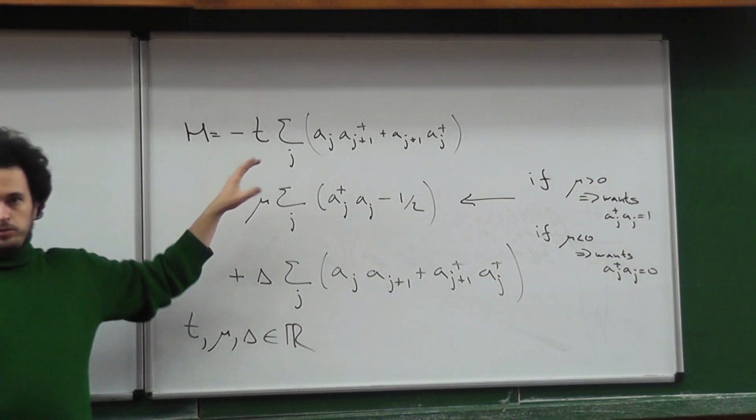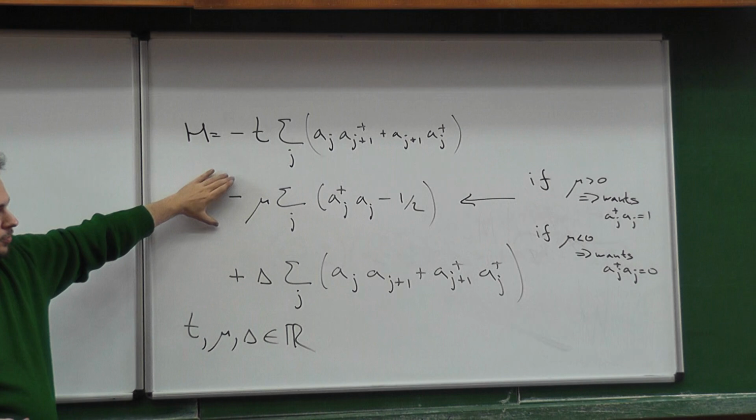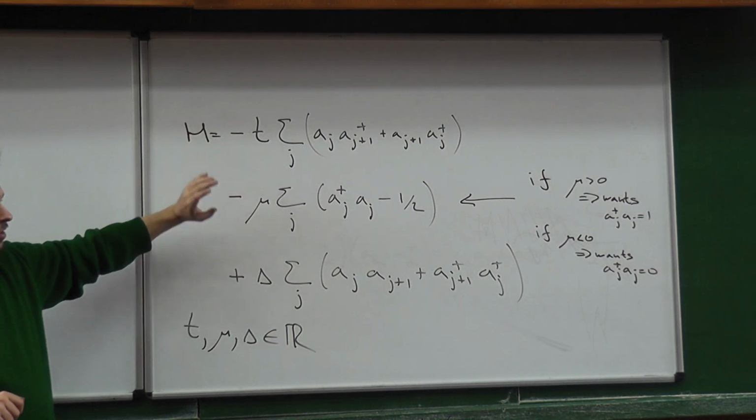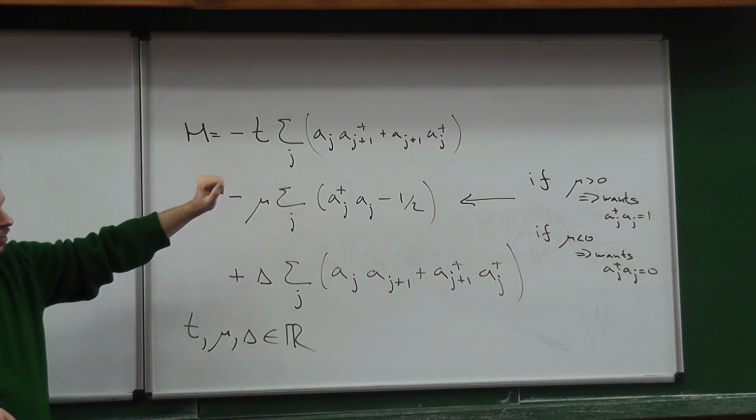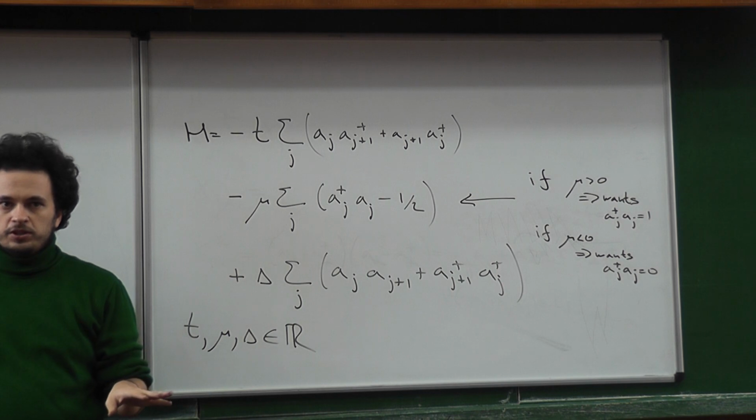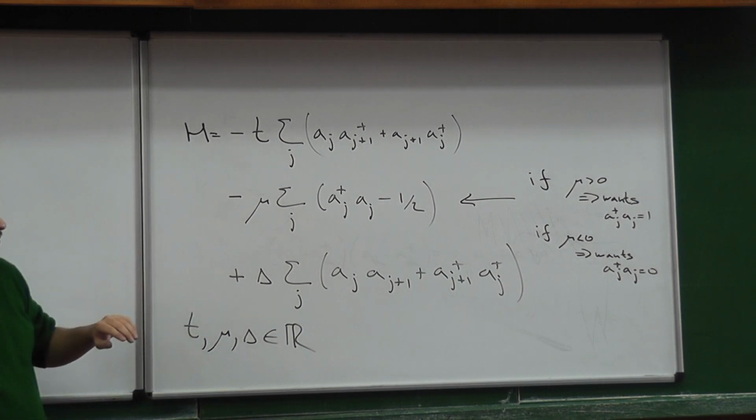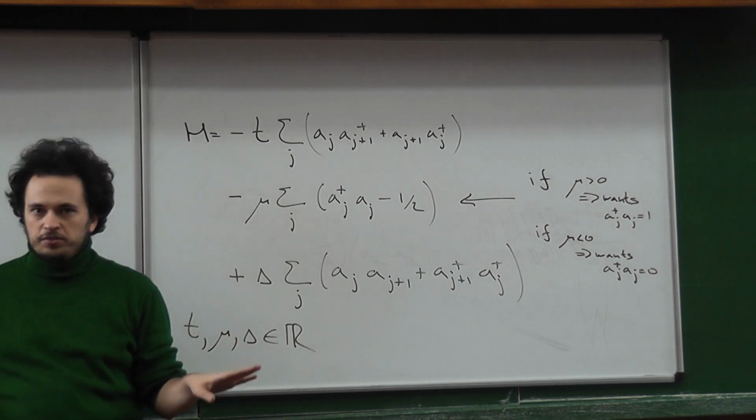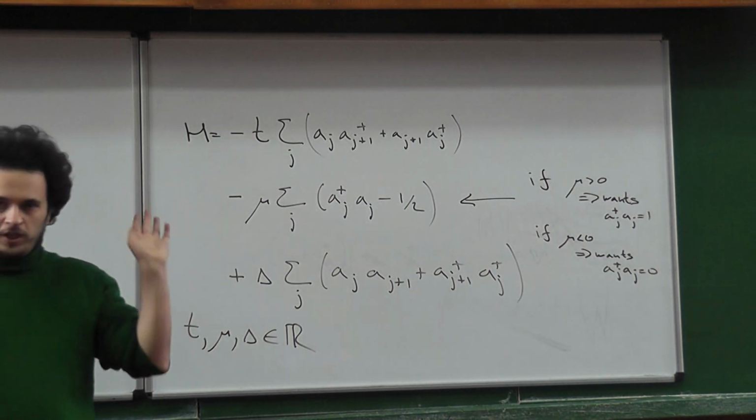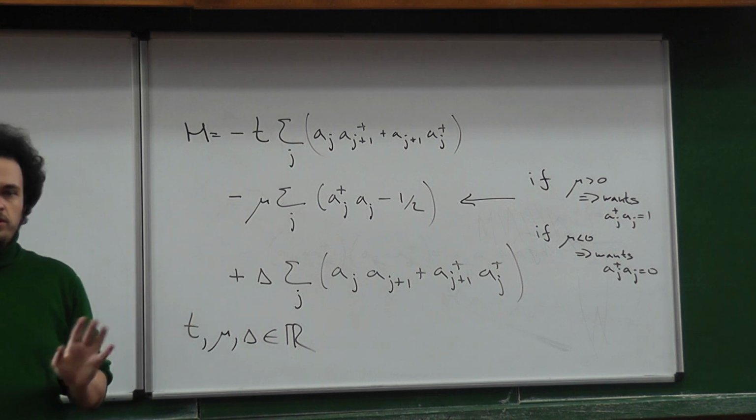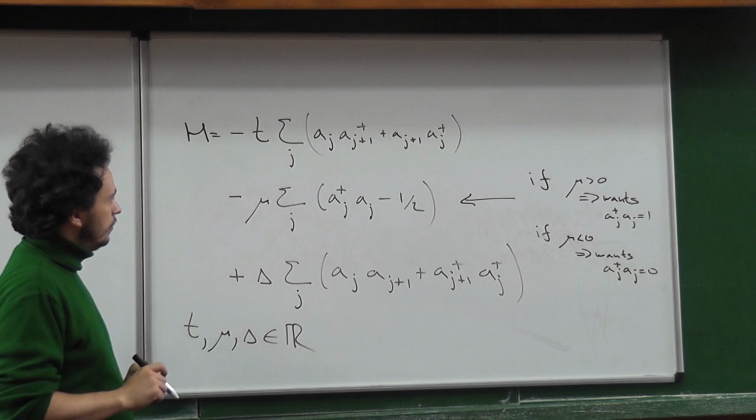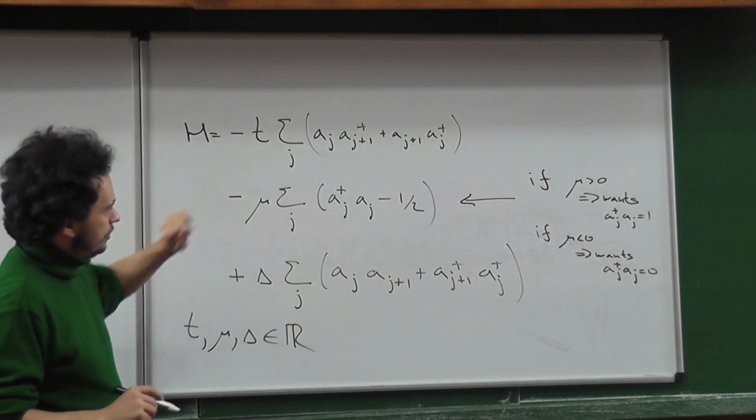So that's the simple term. If I didn't have the other terms, everything would be simple. For μ greater than 0, I have all the sites occupied with electrons. For μ smaller than 0, I have no electrons in the system. And for μ equal to 0, any state is fine. That's not the only term. I have 2 more terms.